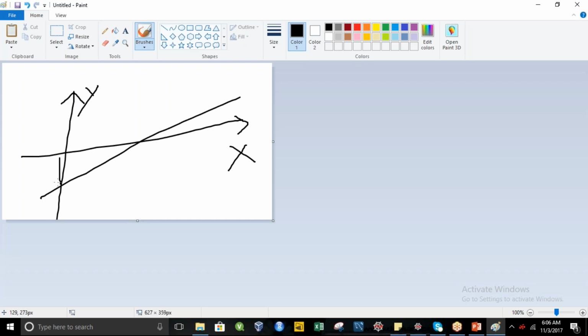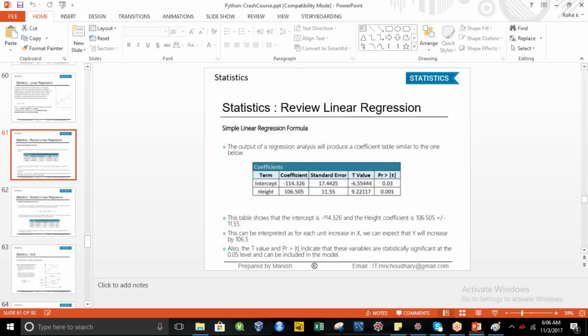And why? Because it is below, so it is a minus C. Okay. And height is 106. So understand the meaning of height coefficient. Height coefficient is 105.505 plus minus 1155. So it is a difference of these two lines.